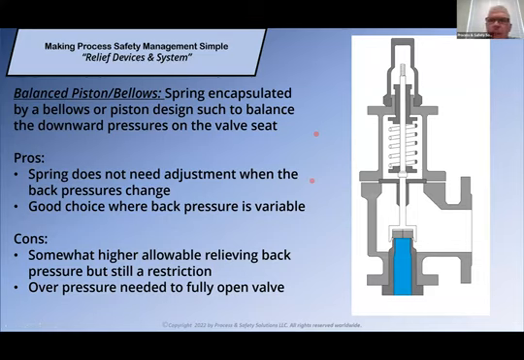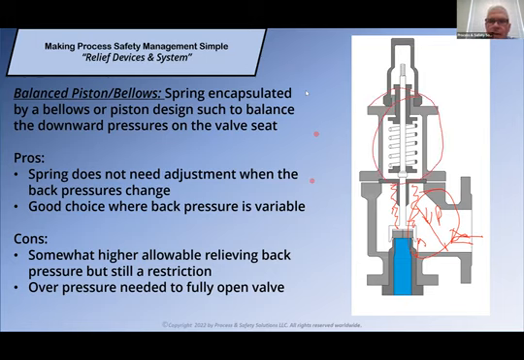When you have a balanced piston or bellows type valve, essentially what is different here is you have a bellows covering this part of the valve, such that the pressure pushing up on this is the same as the pressure pushing down, so that it cancels each other out. So now it doesn't really matter if my back pressure here is constant or not. This valve is still going to perform and lift at the set point that we've decided with the spring.